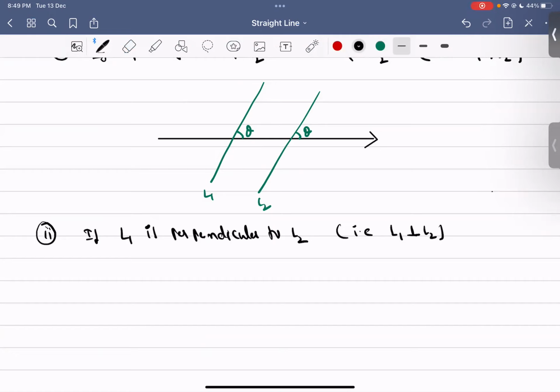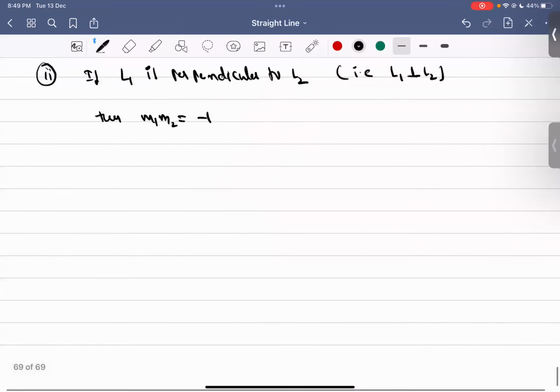So if L1 is perpendicular to L2, then the product of the slopes is -1. That is, M1 into M2, the product of the slopes, is -1. Why? I'll give the proof.